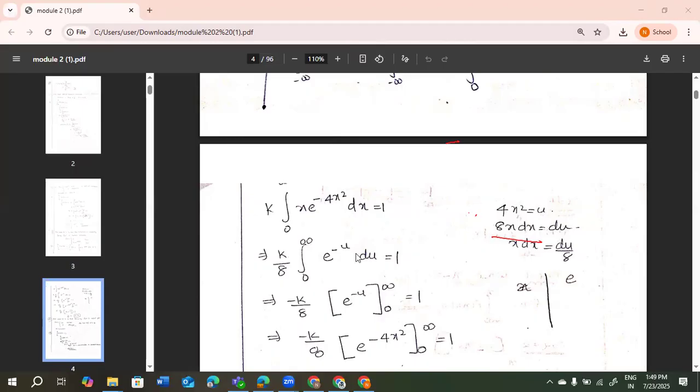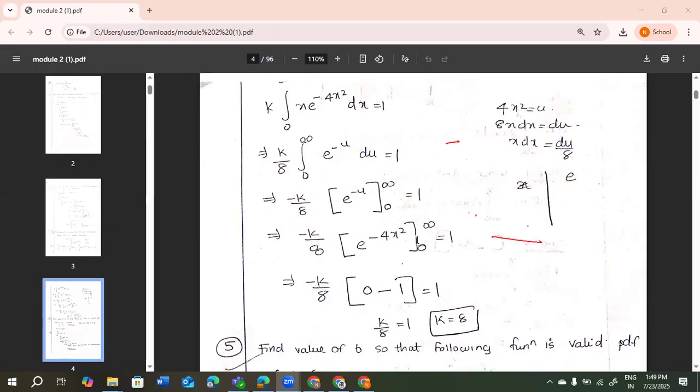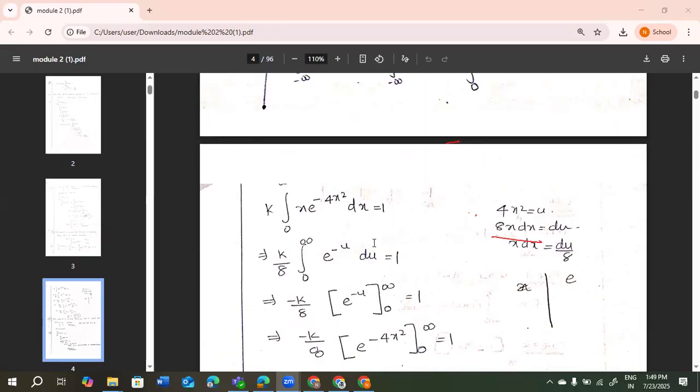Any doubts you may ask me. Okay, you can substitute there and just find the value. I'm not explaining this easiest step, so it's okay to understand. If you have doubts, you may ask me. I'm not explaining all the steps. What you have done is substituted 4x square equal to u, and changed the limits accordingly.